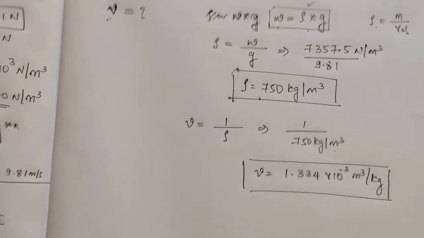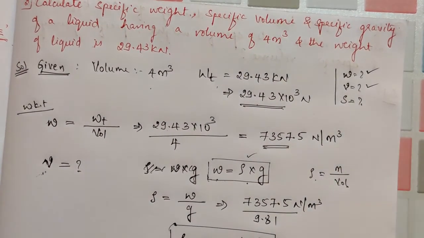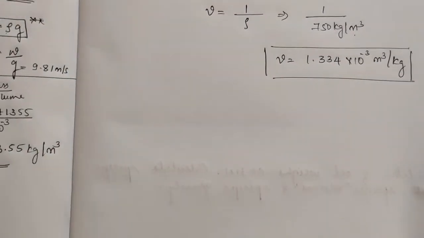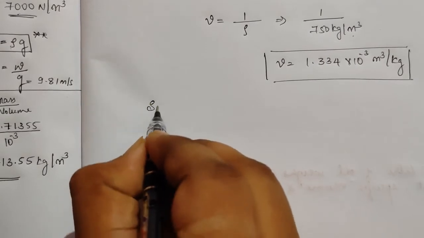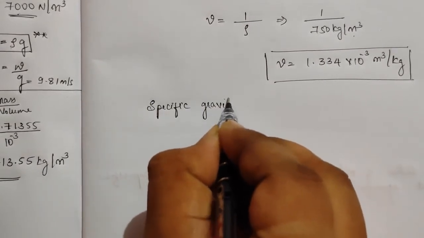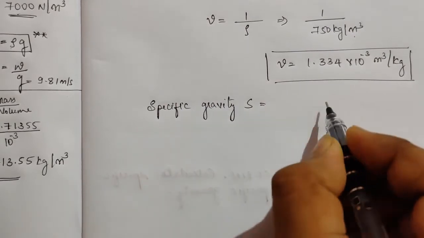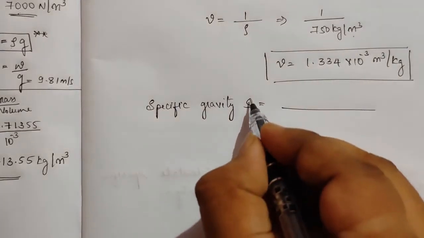Then what do we need to find? We need to find specific weight, volume, and the remaining one is specific gravity. Finding specific gravity is very easy. So what is that? Specific gravity is equal to, either you take weight density or weight, any one item you take.